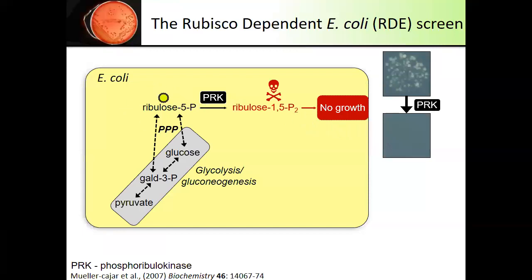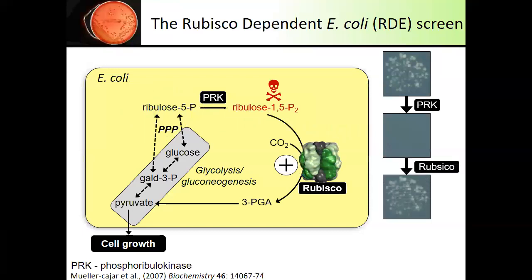We don't believe it's because you're drawing away these resources. But as you notice, RuBP here is the substrate for Rubisco. So if you add Rubisco to the system, you alleviate that toxicity, because it produces 3-PGA, which then feeds into pyruvate and normal cell growth. So this is the phenotype. Cells, add in PRK, nothing grows; add in Rubisco on top of the PRK, and we restore growth.